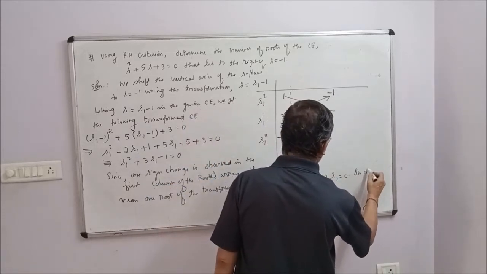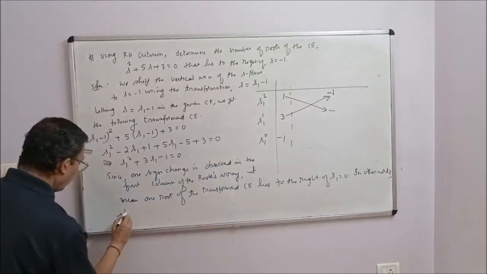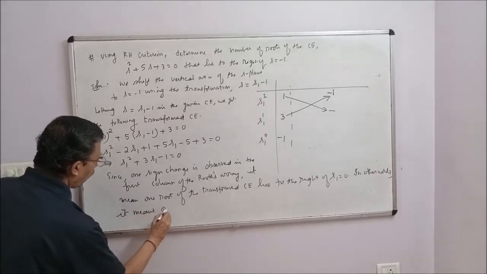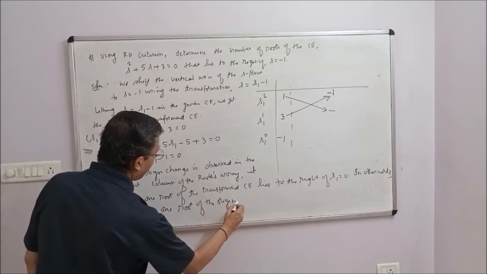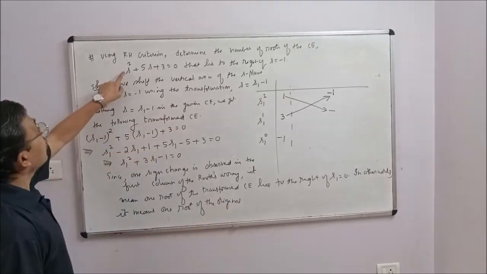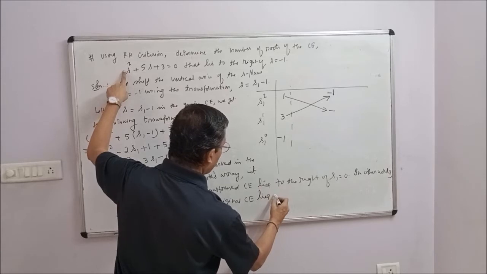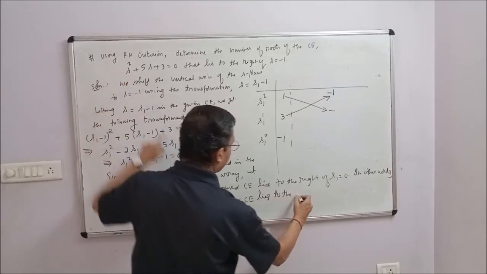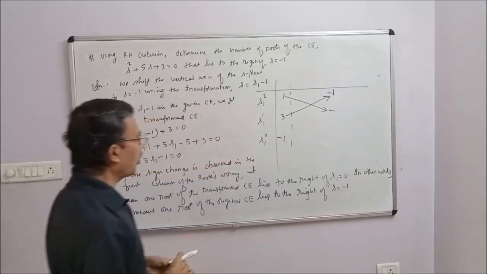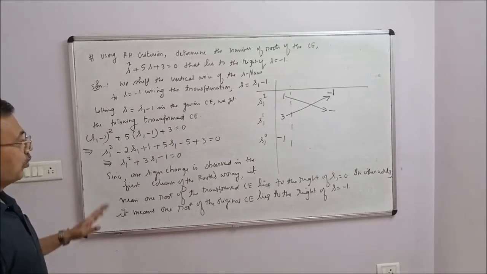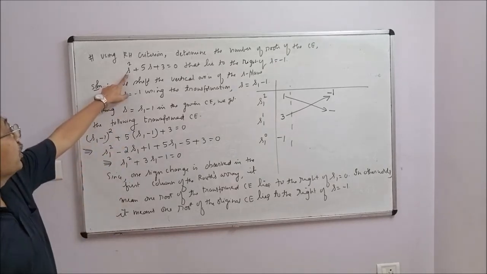In other words, it means one root of the original characteristic equation lies to the right of s is equal to minus 1. This is the problem. So one root to the right of s1 is equal to 0 is same as one root to the right of s is equal to minus 1 in the original characteristic equation.